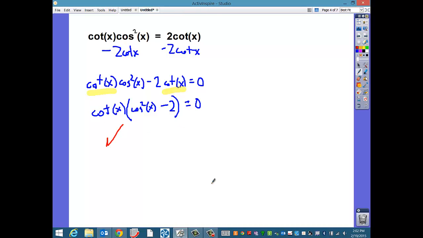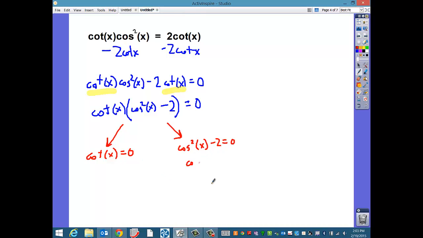Now we use the zero product property, which I was delighted to see at least one person doing in class. She said, well, if this product is 0, then the factors must separately potentially equal 0. In other words, one of them has to equal 0. So either cotangent of x is 0 or cosine squared x minus 2 is 0. Okay, so we have two equations we got to solve.